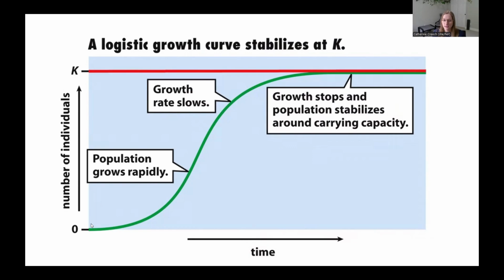Logistic growth starts out slow, then your population gets to a big enough size that it can rapidly increase. And as it increases, note that we don't get our J shape. If it was J shaped, it would go straight up. We're going to have our growth rate slow as we approach K. K here is your carrying capacity. You cannot support more individuals than this number at K. And so your population size stabilizes, and you have a static amount of growth that can occur. This is logistic.